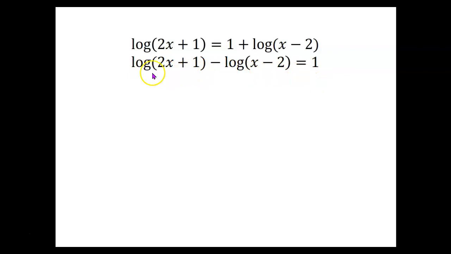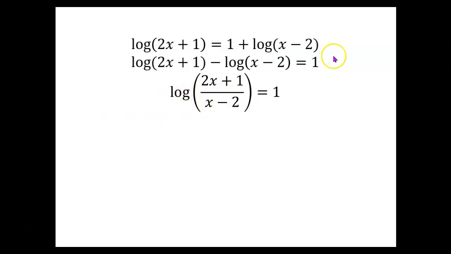Now to combine these two logs, we've got a property for this. Log of one thing minus log of another equals log of (2x plus 1) divided by (x minus 2). Now, how do we undo this log? How do we get the log out of the way? It's a base 10 logarithm, so the inverse that undoes it is the base 10 exponential function. We need to take 10 to the log of something to get just the something. So do that to both sides of this equation.